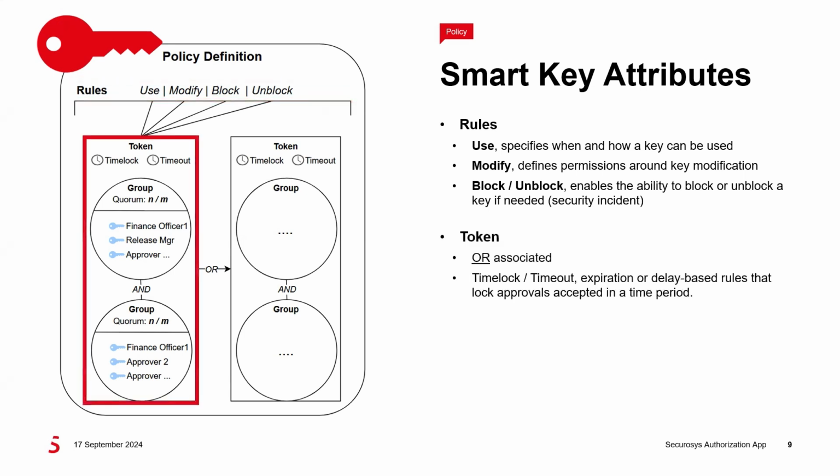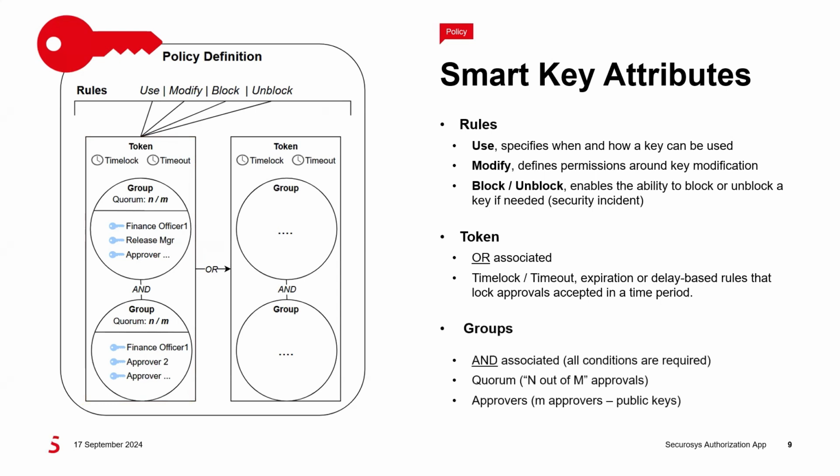Another thing are tokens, and tokens are OR associated, so either one token or another token; all the approvals have to be fulfilled. Nice features like time lock and timeouts, so working with time, can be specified in a smart key attribute policy. And lastly, we have a so-called group, which is AND associated, and on the group itself the quorum is to be defined. For example, if a large transaction needs approval from multiple parties, you can set rules to require multiple signatures and even conditions like time delays for extra security.